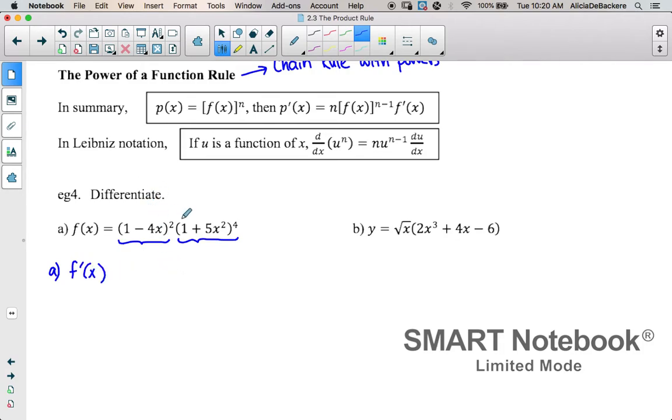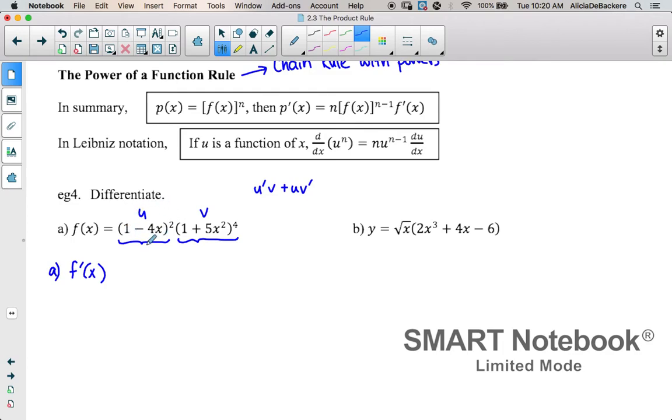Okay, so we've got our two parts. I'm going to think about this as like u and v, and so remember that the product rule tells me, and again this is just like my rough thinking up here, I wouldn't include this in my formal solution. The product rule tells me that I'm going to do u prime v plus u v prime.